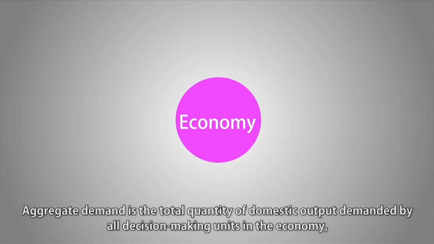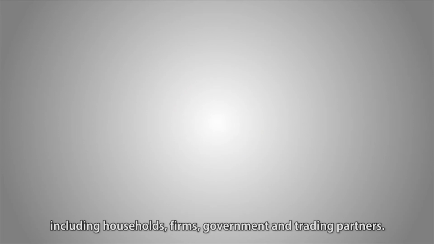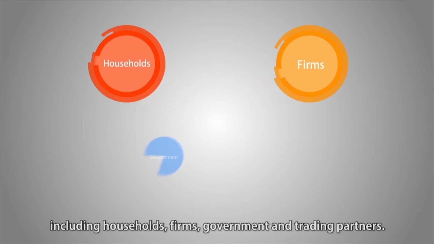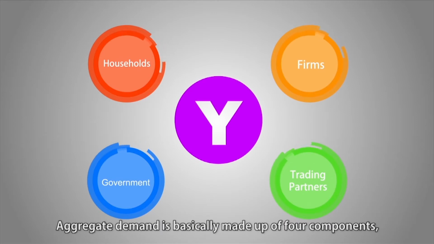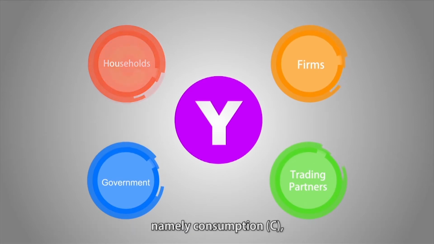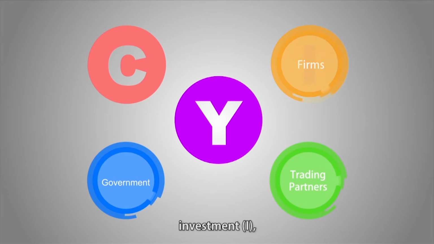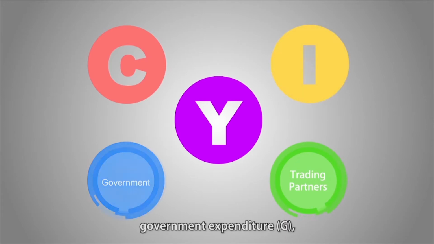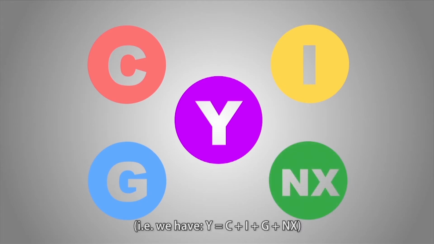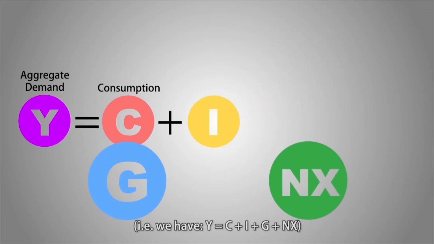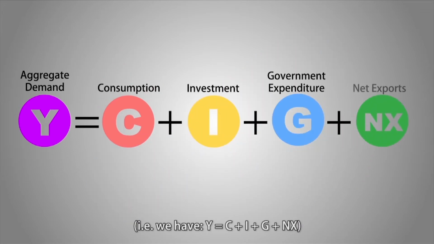Aggregate demand is the total quantity of domestic output demanded by all decision-making units in the economy, including households, firms, government, and trading partners. Aggregate demand is basically made up of four components, namely consumption, C, investment, I, government expenditure, G, and net exports, NX. That is, we have Y equals C plus I plus G plus NX.